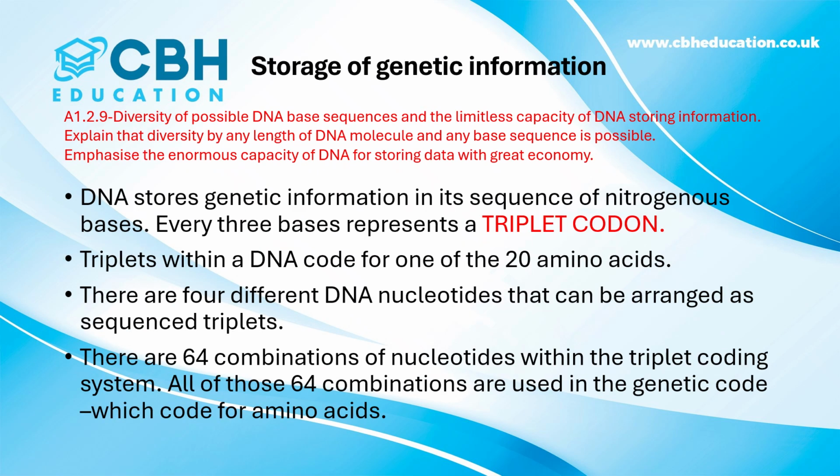So, storage of genetic information. DNA stores genetic information in its sequence of nitrogenous bases. Every 3 bases represents a triplet codon. Triplets within the DNA code for 1 of the 20 amino acids. There are 4 different DNA nucleotides that can be arranged as sequence triplets. There are 64 combinations of nucleotides within the triplet coding system. All of those 64 combinations are used in the genetic code, which codes for amino acids.